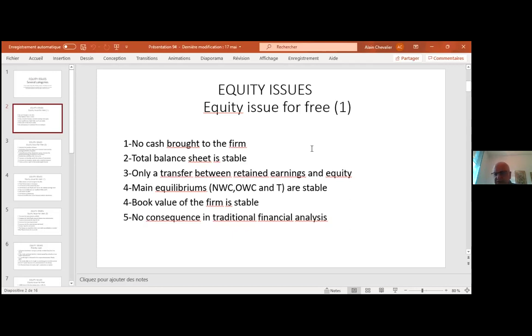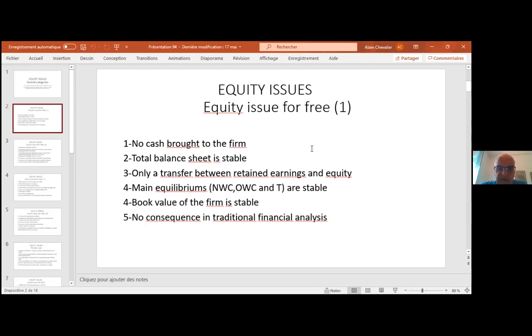So it is a transfer. It is a transfer, and it is a transfer of what? Of retained earnings into equity. Now you increase the number of shares and you move part of the retained earnings into the equity. In terms of cash situation, for example, there is no consequence at all.